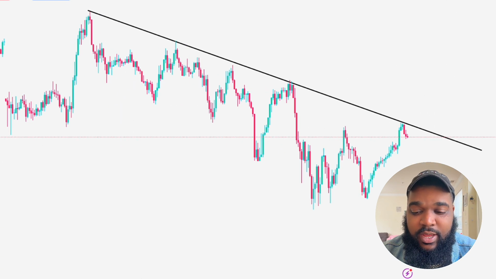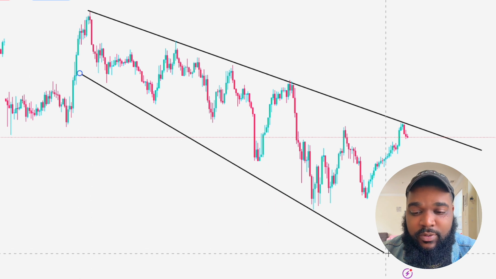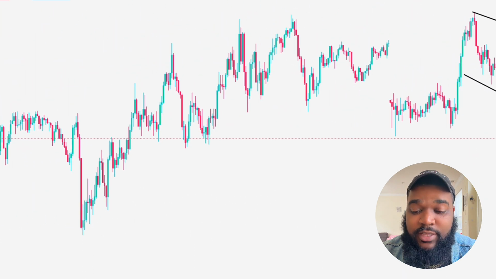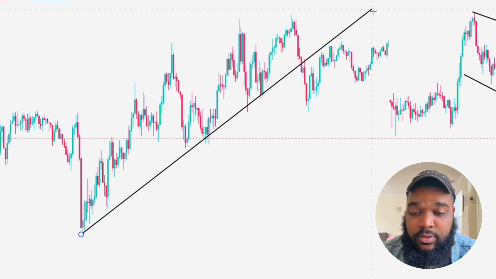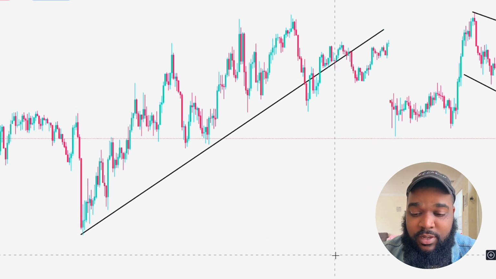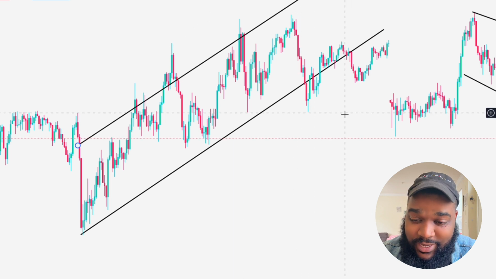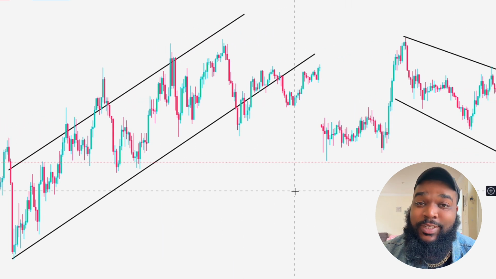That means that we only take sales. Price is going down right here, we're only taking sales. You do the same for right here. Price is only going up, so we only take buys. It's literally that simple. That is trend lines.